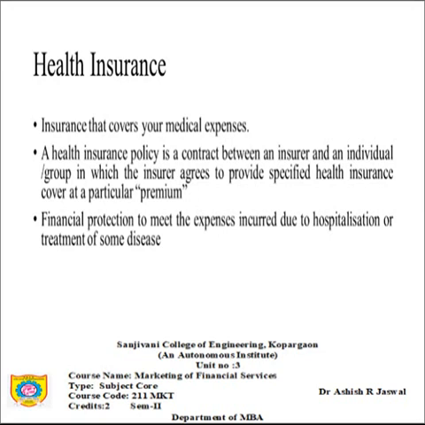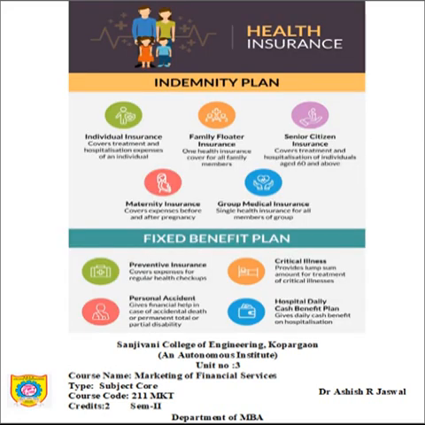As of now, as we are aware of health insurance, let us move forward and try to understand what are different types of health insurance. Health insurance is classified into two types. One is called the indemnity plan and the other is called the fixed benefit plan. Indemnity plan is further classified as individual insurance. It covers treatment and hospitalization expenses of an individual. Also, there is a family floater insurance, which is one health insurance cover for an entire family. Third is senior citizen insurance. For individuals above 60, health insurance is offered, which is called senior citizen insurance. Also, there is an insurance called maternity insurance, which covers expenses before and after pregnancy.